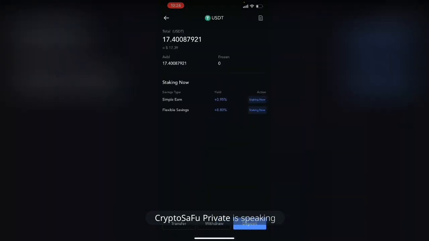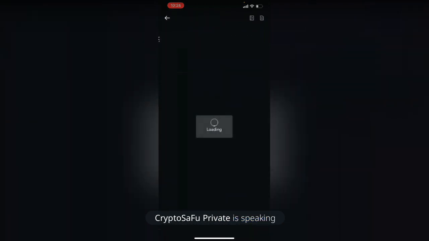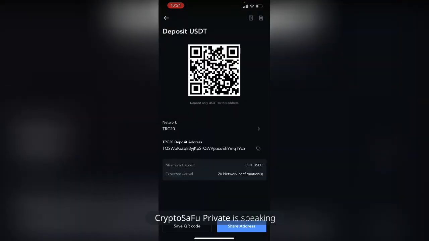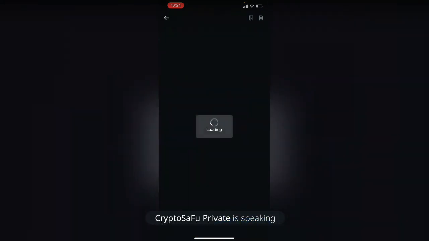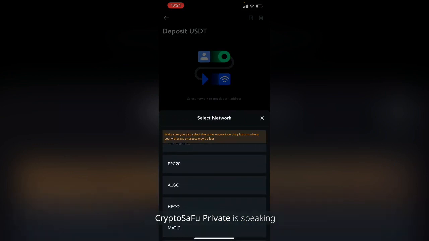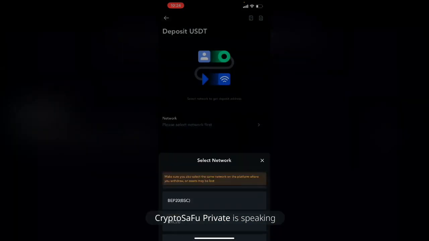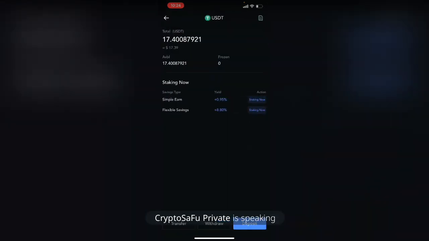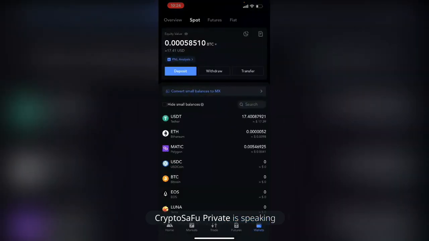So I can just go to deposit. Then from wherever I want to deposit the money, I pick the network. For example, maybe I want to use Tron, then I copy the address. If I don't want to use Tron, I go back and probably use BEP20 or ERC20. I just pick the address, copy it, then find a way to deposit to my wallet, I mean, to my centralized exchange.